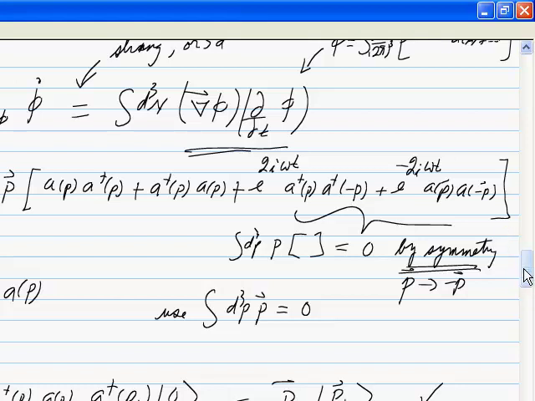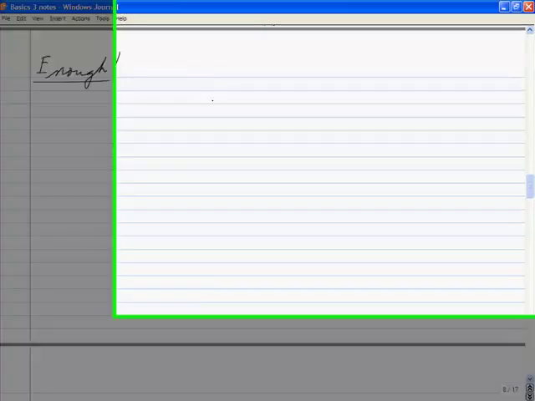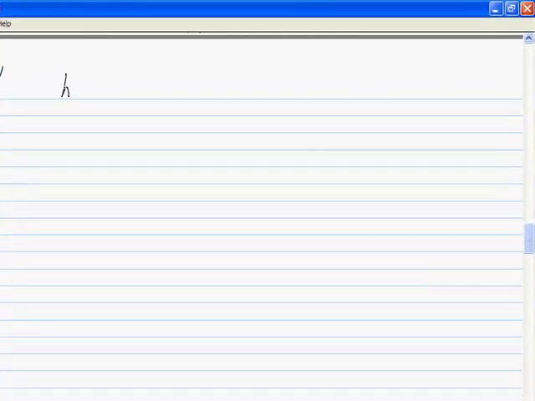All right. Everybody finished copying? All right. Here's where I have to get rid of h bars and c's. So enough. Okay. There's many reasons for getting rid of h bars and c's. So I'm going to go to h bar equals c equals 1 units.